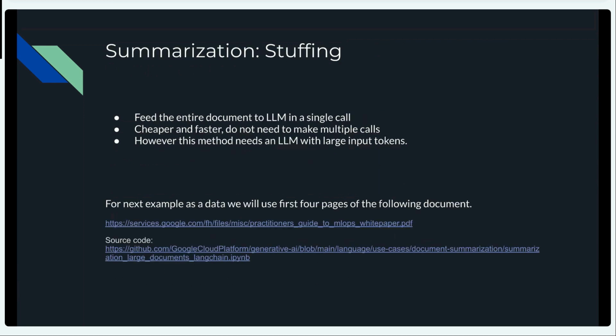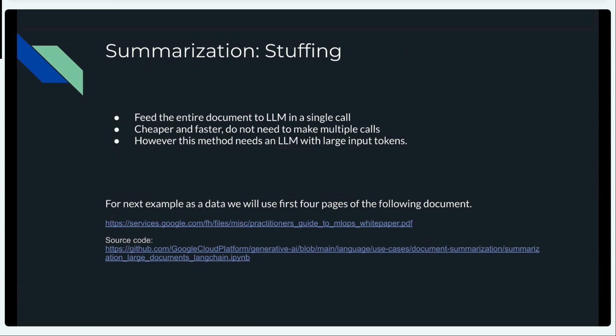So the idea of the stuffing method is you pass the entire document in a single LLM call. Whether this will work for a large document or not depends on the kind of LLM you are using. Even for GPT, there is a version available which works with 8,000 tokens. Same goes with Text Bison. There is a version which works with 8,000 tokens, and I think this should work for your long document summarization.